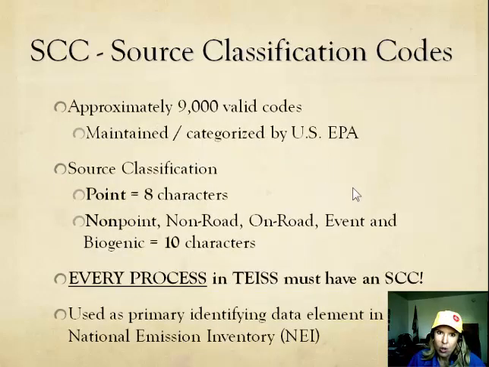Source classification codes. These are vital because these lead you to what calculator and what emission factor is going to be used. There are about 9,000 valid codes for all sorts of different processes. All these different processes have codes. Point sources have codes that are 8 characters long, and non-point, which would be like area sources, a big giant field, non-road sources, so that would be like bulldozers or snowmobiles, on-road sources, event and biogenic sources have 10-character long SCC codes, and that makes sense if you think about just how specific some of these non-point sources are.